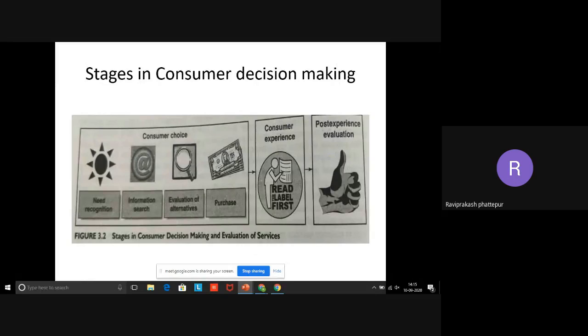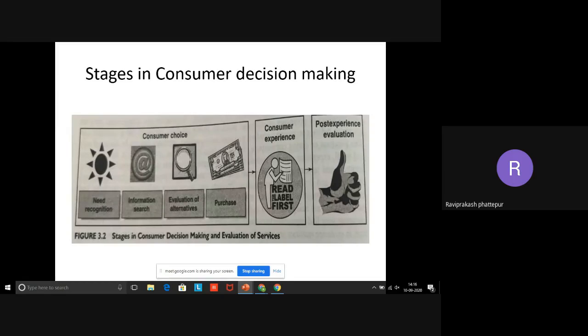So next comes consumer experience. As you buy, you start using it. So that is your experience. Then comes post experience evaluation. That means whether it was good, it was bad, whether it is performing well as per your expectations or not. So these all come under post experience evaluation.